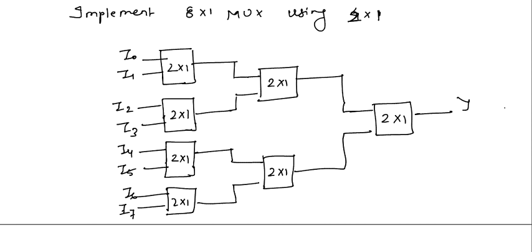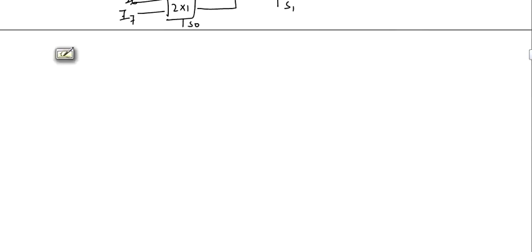Now we'll connect the select lines. Select lines will be 3: S2, S1, S0. We know that the lower levels will have the lower bits of the select line, meaning S0 will be here, S0 will be here, S0 will be here and S0 will be here. In the next level select lines will be S1 and in the last level select lines will be S2. So this is the implementation of an 8:1 multiplexer using 2:1 multiplexers.